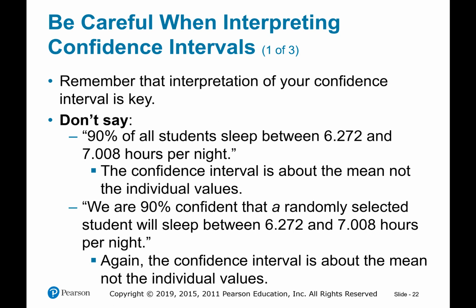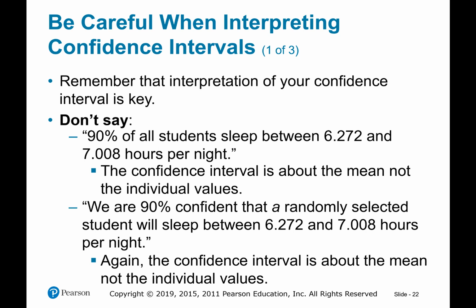Again, interpretation there. Don't say 90% of all students sleep between these two numbers. It's not about individual values. We're not saying we're 90% confident that all students, not 90% of the students. We are 90% confident that a randomly selected student will sleep between those. Again, it's about the mean, not any one particular individual value.